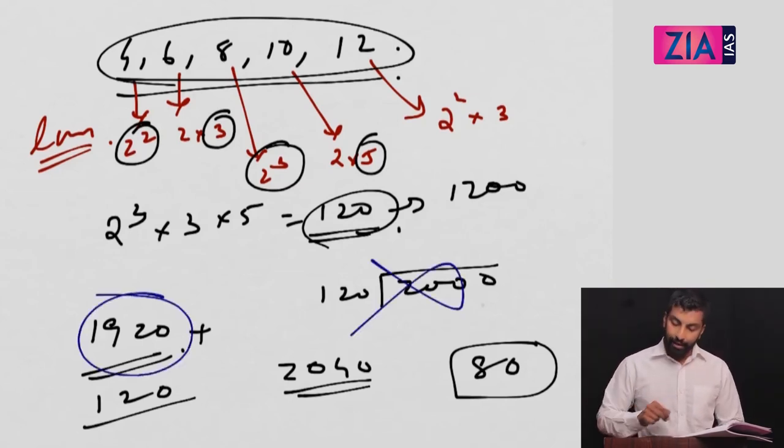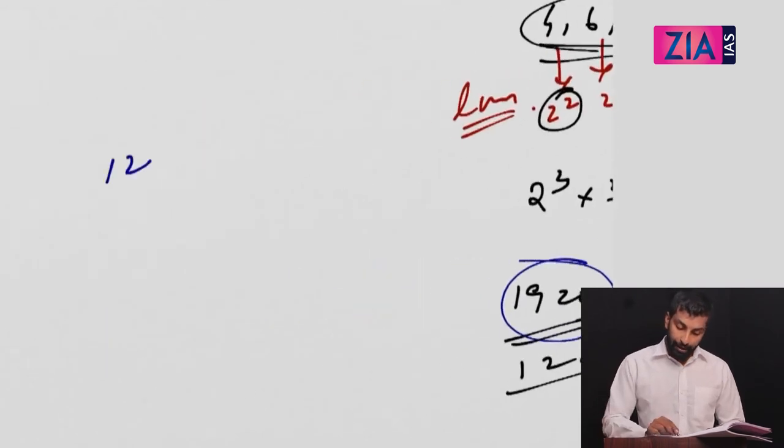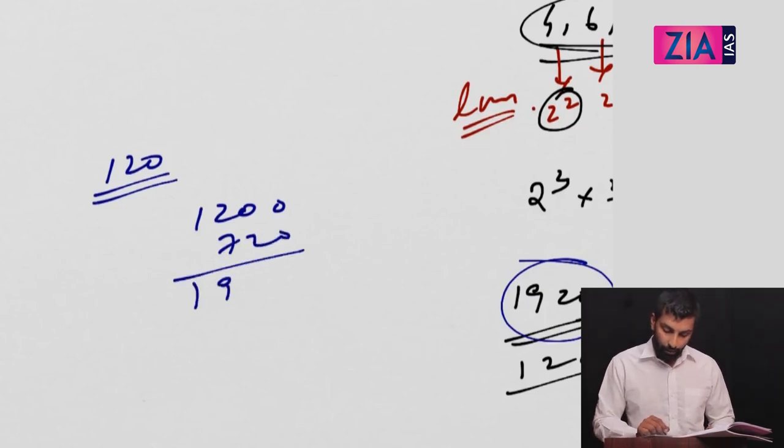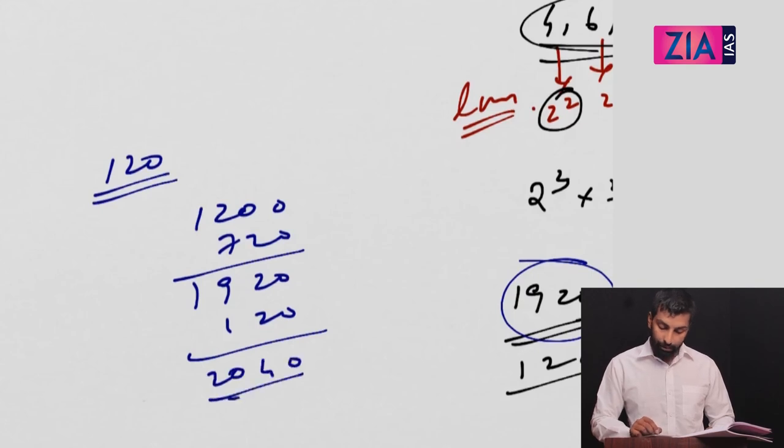So rather than dividing, how will you find it? 120 is the lowest number. So if 120 is there, 1200 will be there. Then 720 is a multiple of 120. So you add 720, you will get 1920. If you add 120, this will cross 2000. So this can't be your answer. So 1920 is your answer.